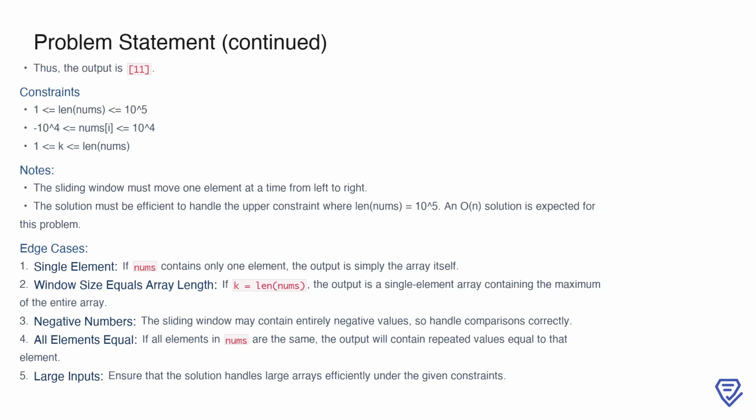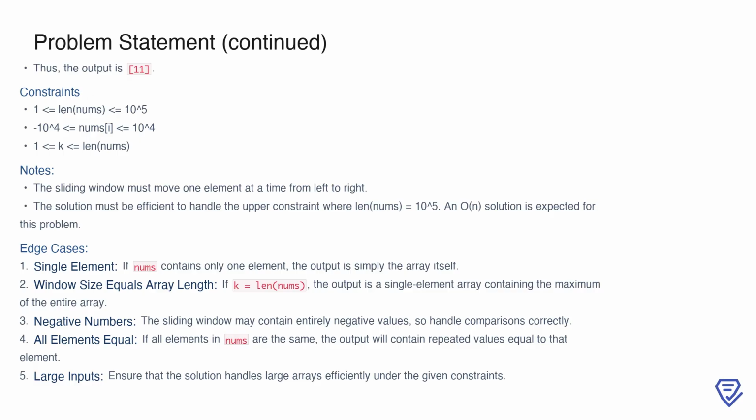In the third example, nums is 9, 11, and k equals 2. The output is 11. With a window size of 2, there's only one window to consider, which is 9, 11. The maximum value in this window is 11. Thus, the output consists of a single element, 11. This example also demonstrates how the sliding window operates when the window size equals the array length.